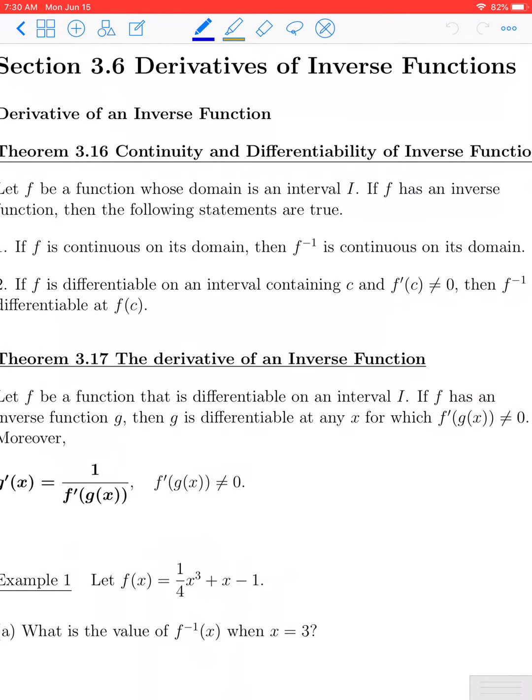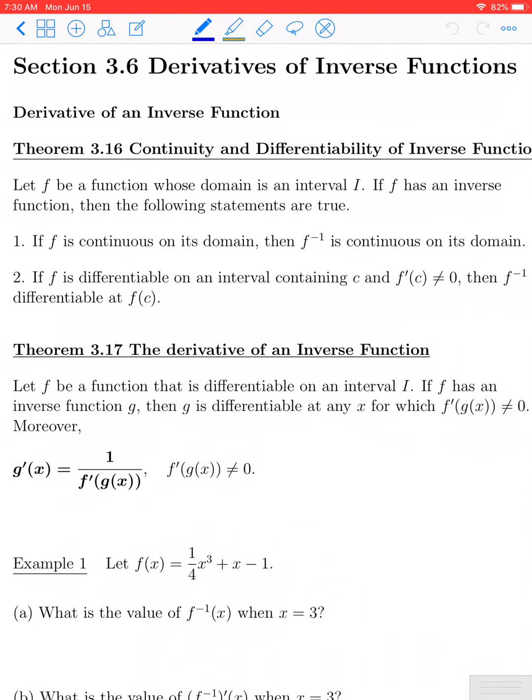If f is continuous on its domain, then f inverse will be continuous on its domain. And criteria number 2 will tell us precisely when f inverse will be differentiable. Let's suppose that f is differentiable on an interval containing the point x equals c, and so f has to be differentiable at the point, and furthermore we require that f prime of c not be equal to 0. If that's the case, then the inverse function will also be differentiable at the point f of c.